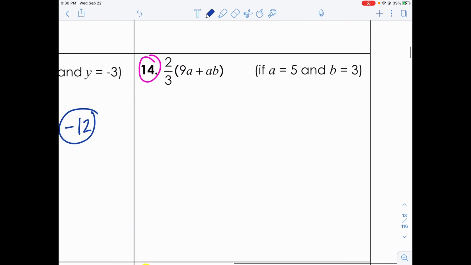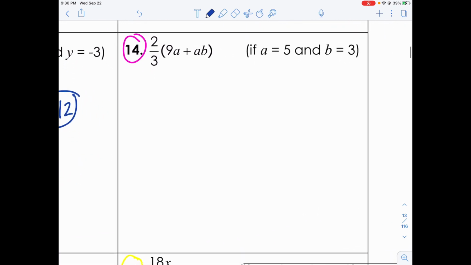The last one you were supposed to do was 14. This is 2/3 times 9 times a plus a times b. Substituting in everything, here we go. This is 2/3 times 9 times a, which is 5, plus a, which is 5, times b, which is a positive 3.